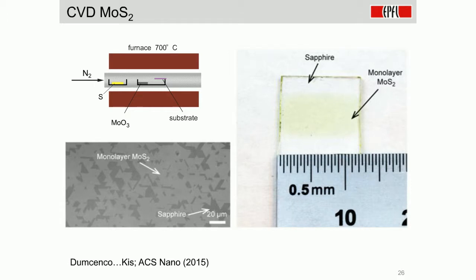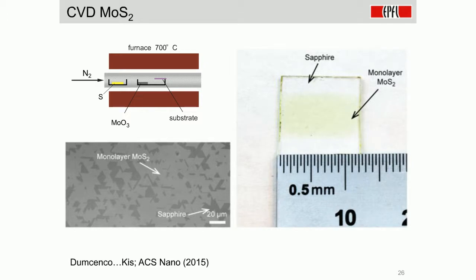So you have a tube heated to something like 700 degrees centigrade. You flow an inert gas through the tube, and you co-evaporate sulfur and molybdenum oxide close to a substrate. Now, depending on the substrate, the choice of the substrate is very important if you want to get very high quality materials.